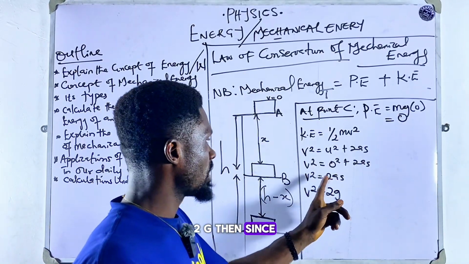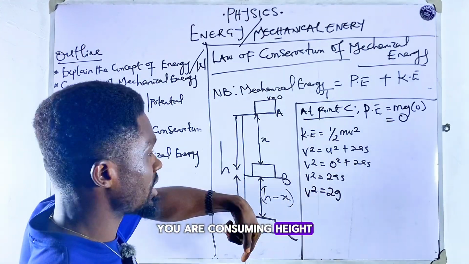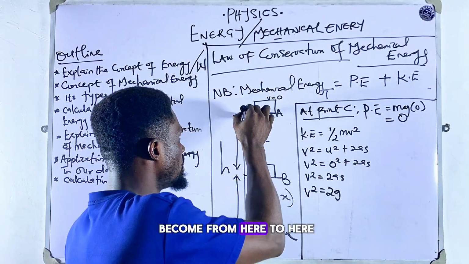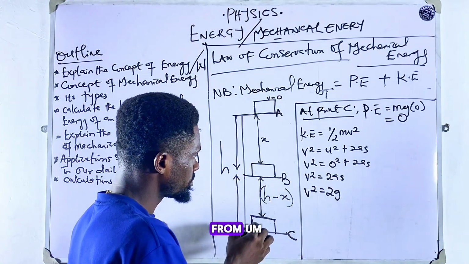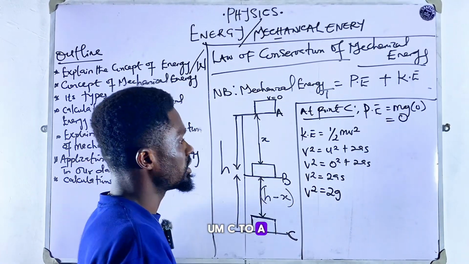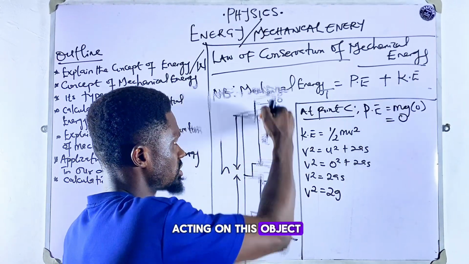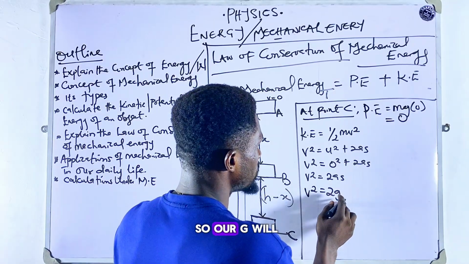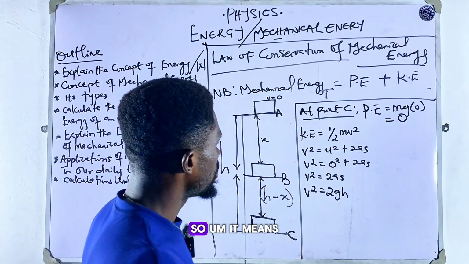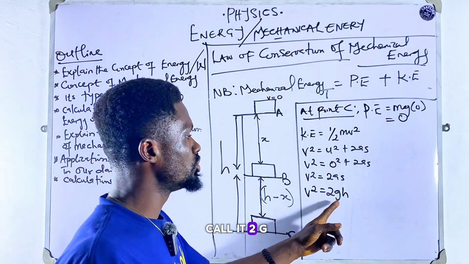Then since it's under gravity, since you are considering height now and no more just ordinary distance, our distance here will become from here to here, that is the distance from C to A. I get to my point, because all the gravitational pull from here is acting on this object to this point. So our distance will become h. Are you with me? So it means that anywhere I see v squared, I can call it 2gh.